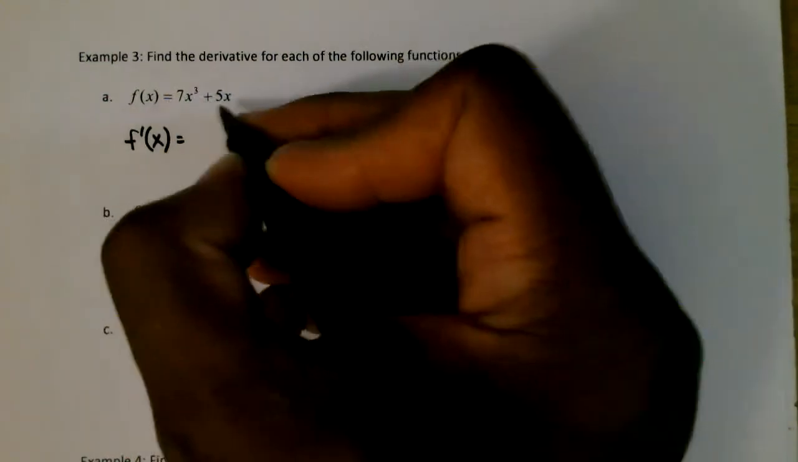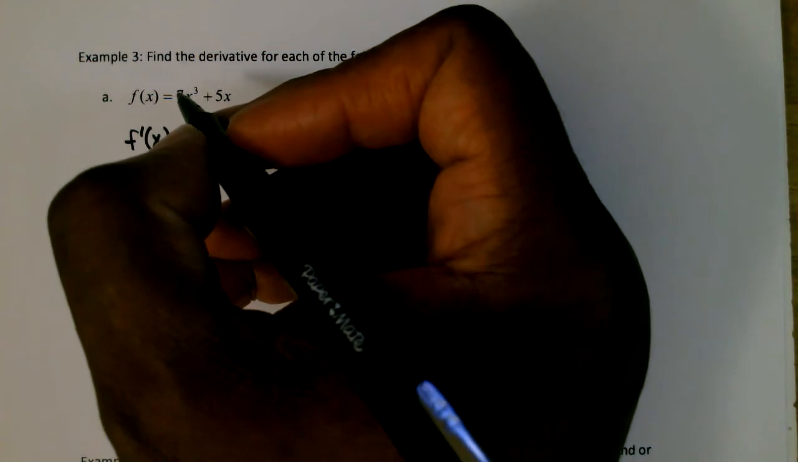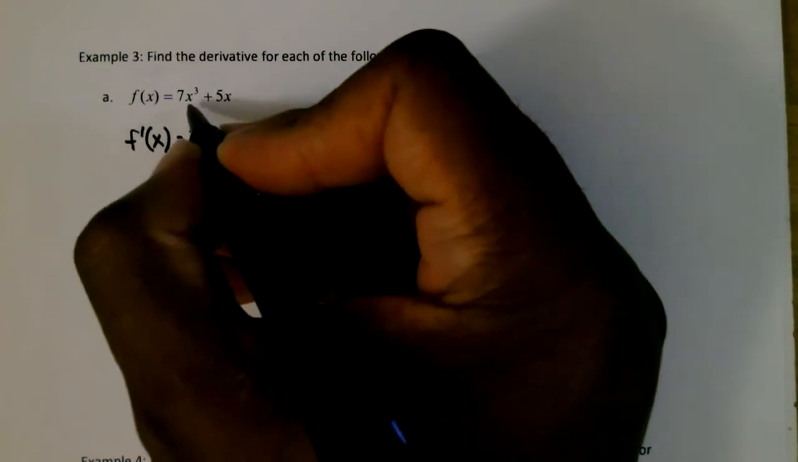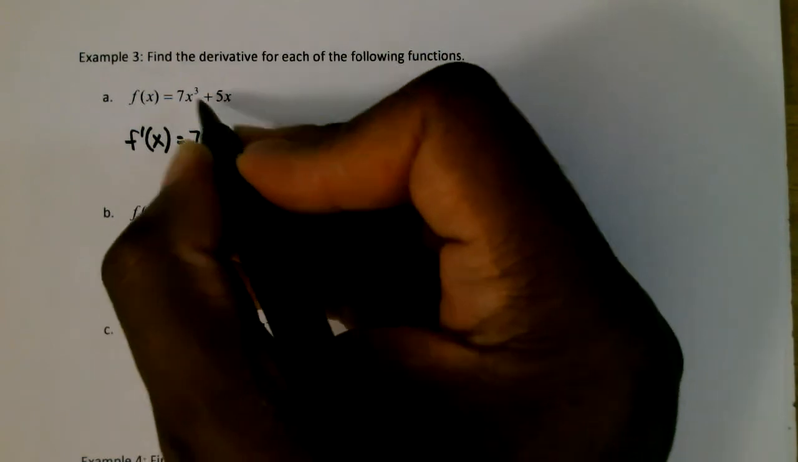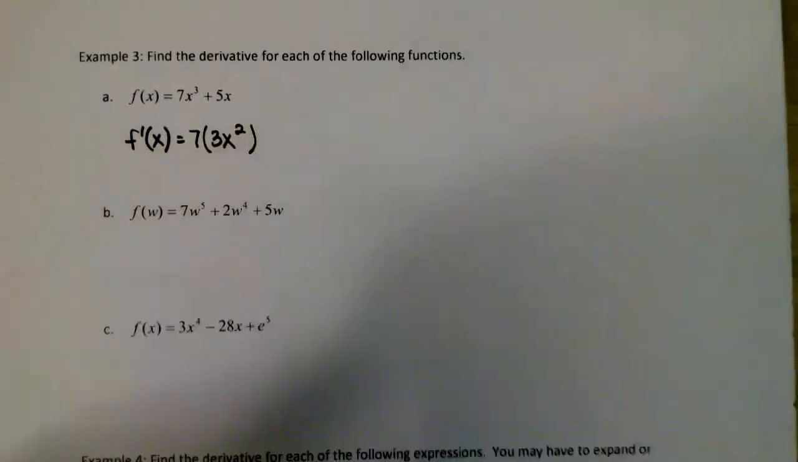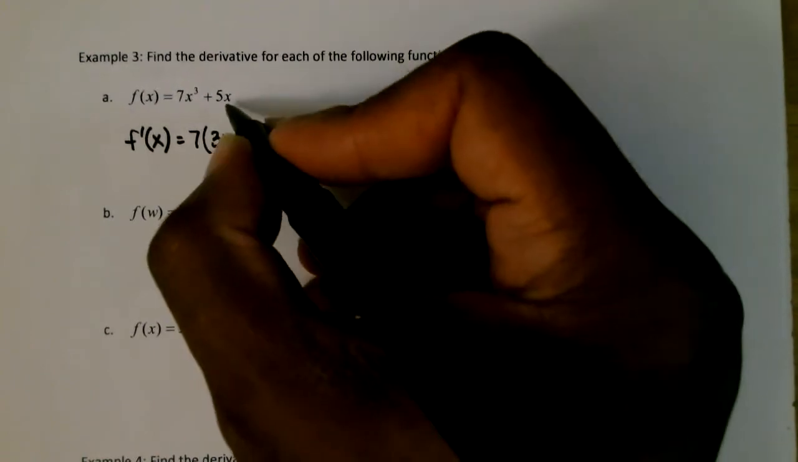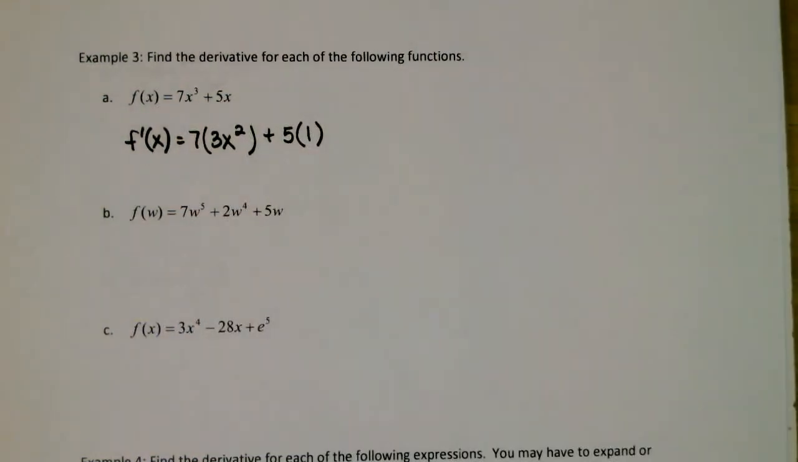Okay. So here I'm going to take the derivative of this first term and the derivative of the second term. So here I'm going to use the constant multiple rule on each one of those. So here I'm going to bring down the 7. And then the derivative of x cubed would be bringing down the 3, copy over the x to the 1 less power, 1 less than 3 would be 2. So I get 7 times 3x squared plus 5 times the derivative of x to the 1. That's automatically going to be 1.